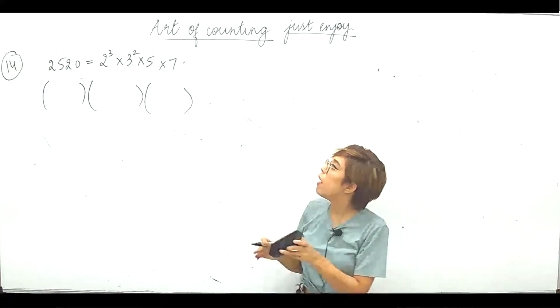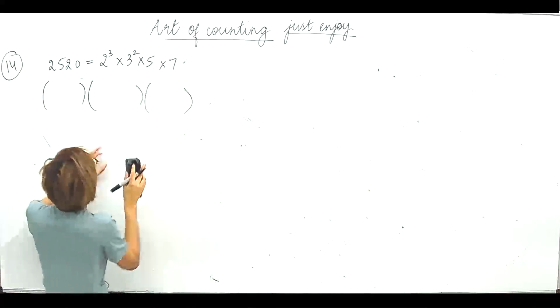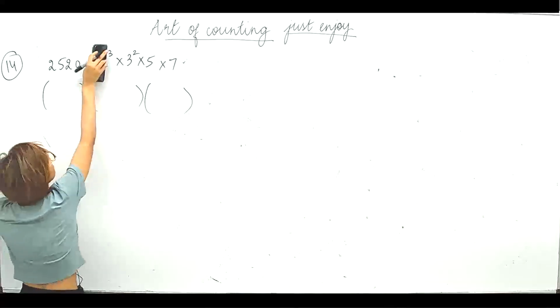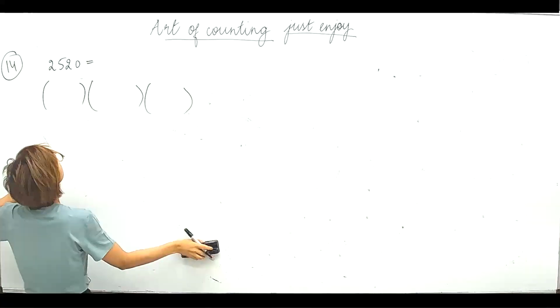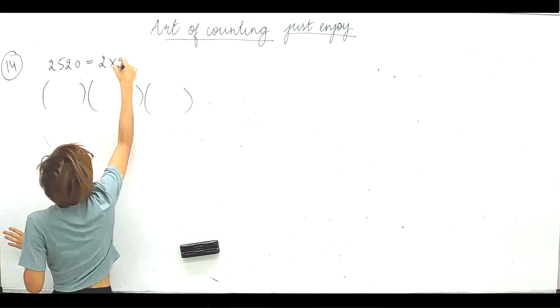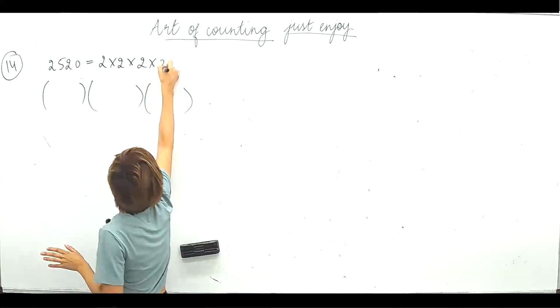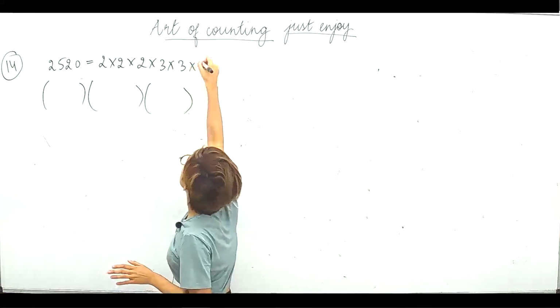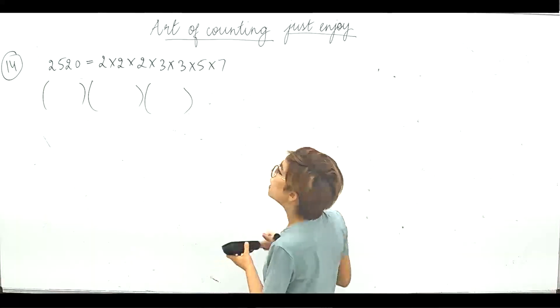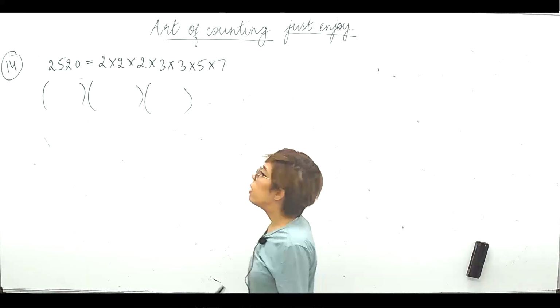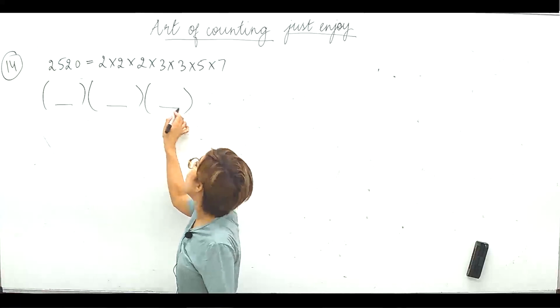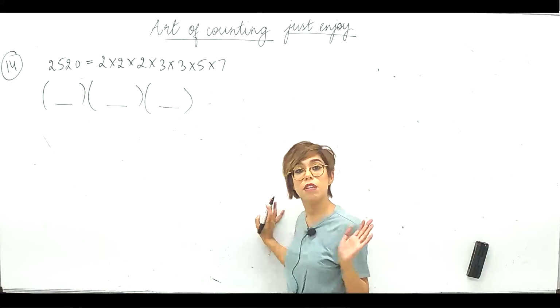So in order to do that, first of all I'll write it in a nice manner. यहाँ पे 2 cube है, यहाँ पे 3 square है. I'll write it properly. So this is nothing but 2 into 2 into 2 into 3 into 3 into 5 into 7. So that I know how many numbers I have to put where. Right? Okay. So अभी यहाँ पे डालना. Now we have to be very systematic about it.